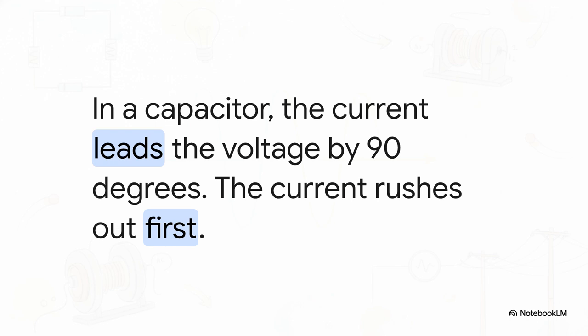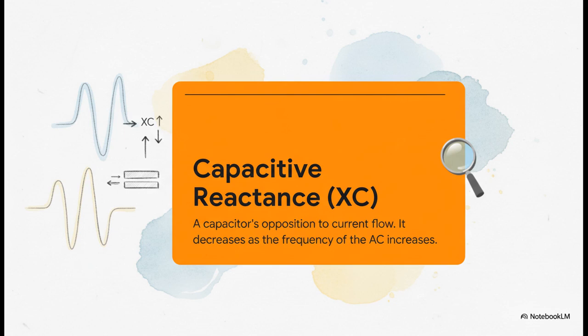The voltage only builds after the charge is there. This means the current gets a head start, leading the voltage by 90 degrees. It's the exact opposite of our stubborn inductor. So naturally, a capacitor's opposition is called capacitive reactance, and it's opposite in another way too.